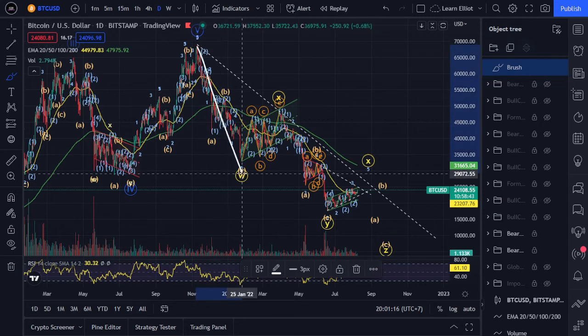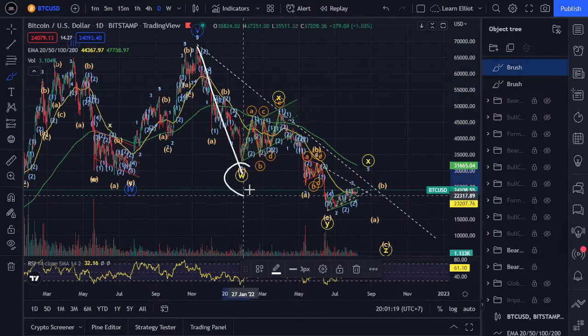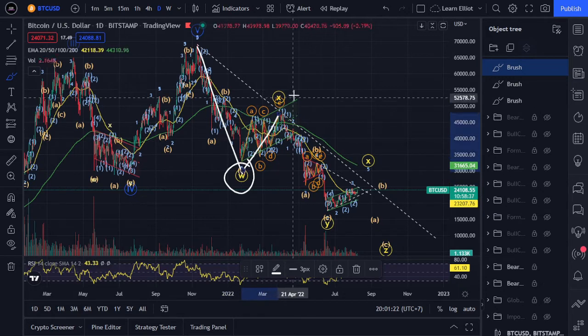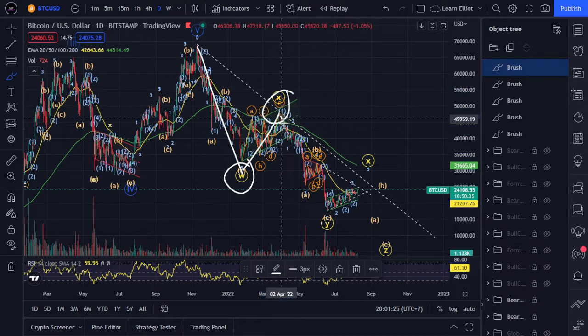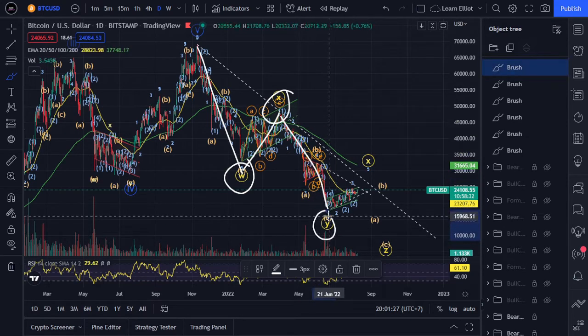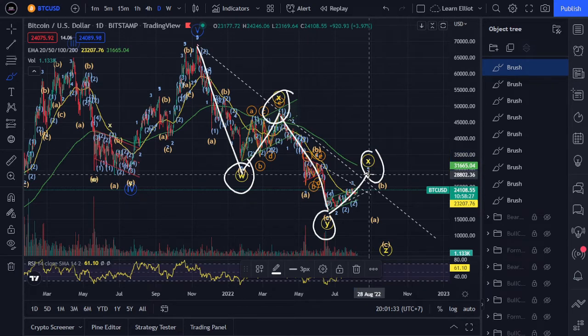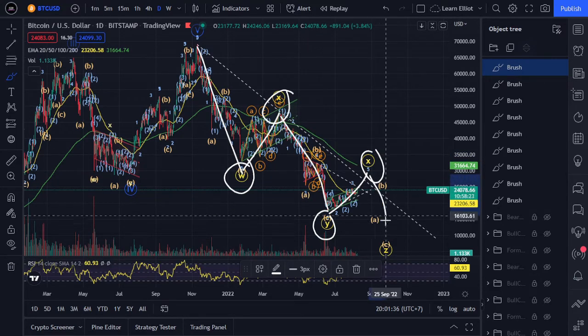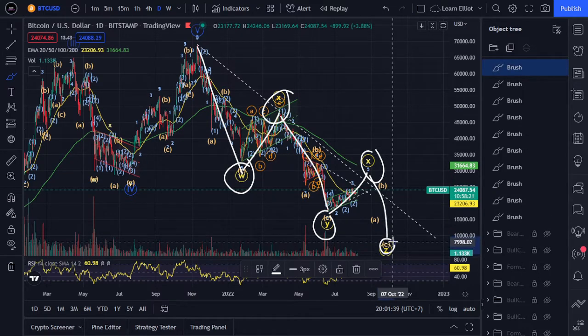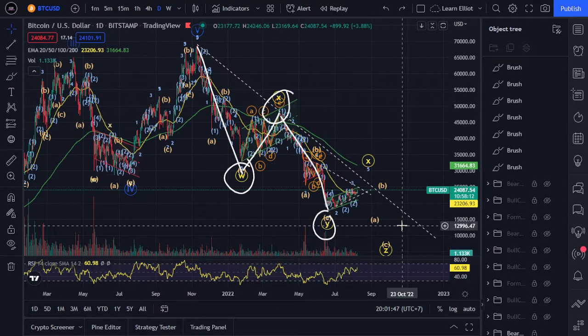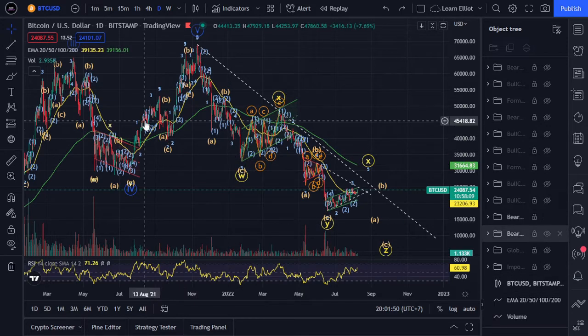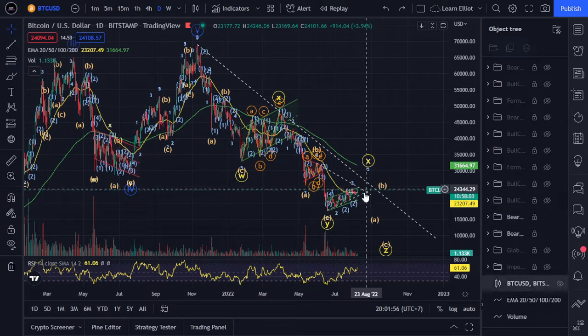We have an impulsive move down to the wave W here, and then a correction to the wave X around here, and then another impulsive move down to the wave Y here. And right now we are in the correction to the second X wave, and we are still going to experience the last wave down to wave Z around here, which, based on the Fibonacci retracement, is around 10k or maybe $8,800. So we have this 5 impulsive move, or I'd rather say a triple correction wave, WXYZ.